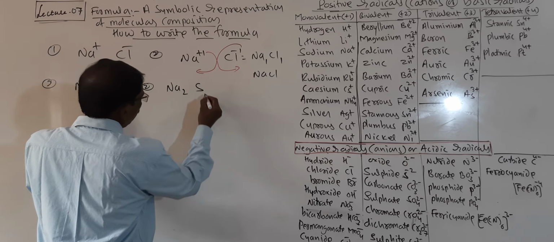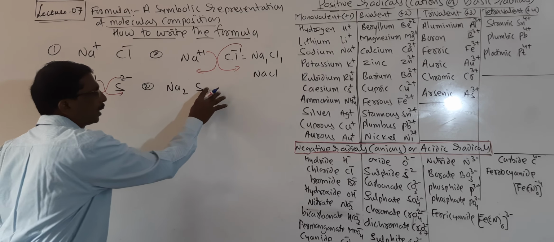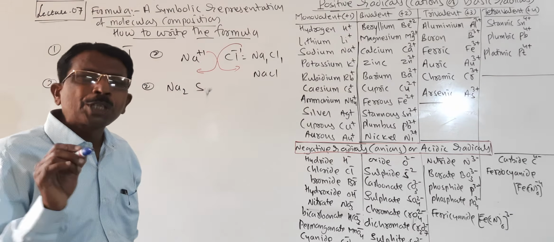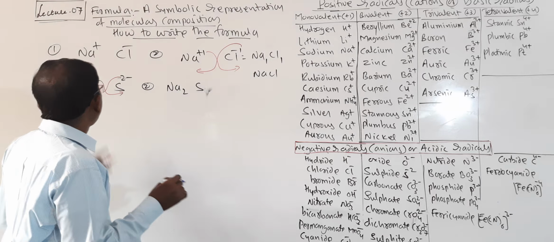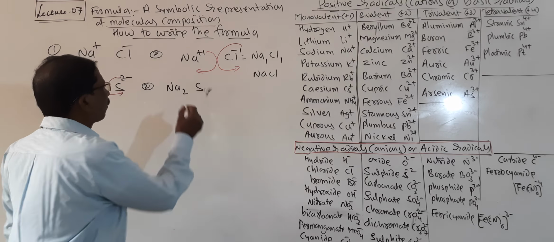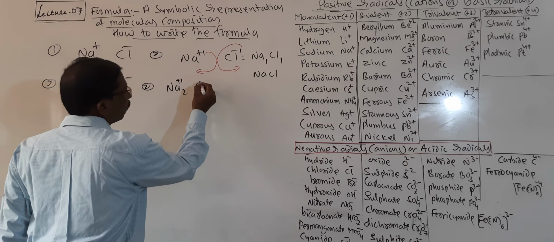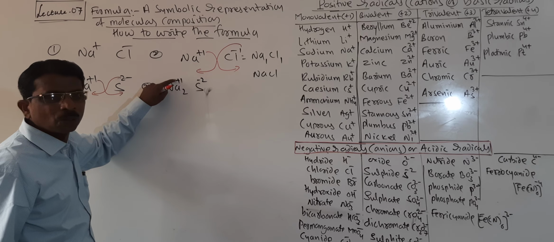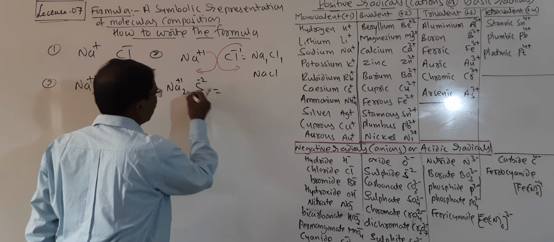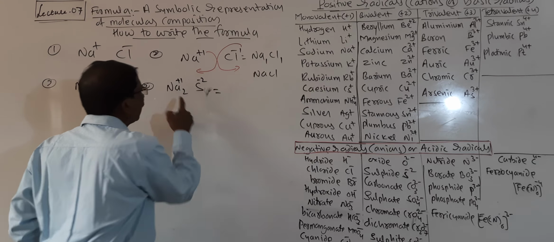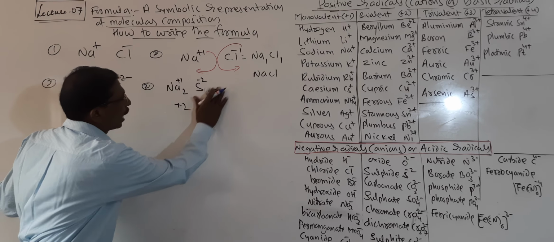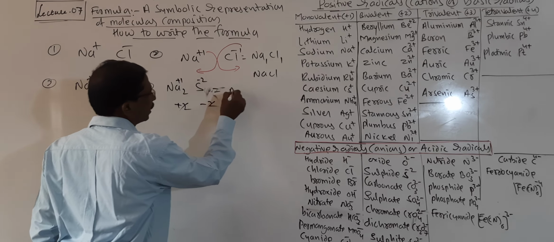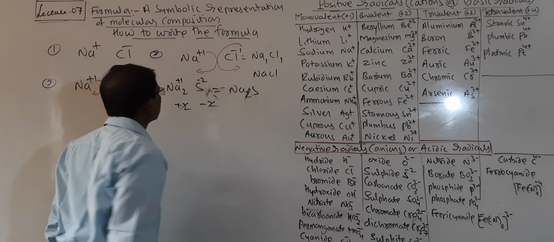And then it becomes Na2S1. Unity is there, and unity means don't write the 1. Na2S. And check whether it is right or wrong. What is the charge of Na? The charge of Na is plus 1. What is the charge of sulfide? Sulfide is minus 2. Two ones are 2, so Na is plus 2, and this is minus 2, so both are the same. And it becomes Na2S.